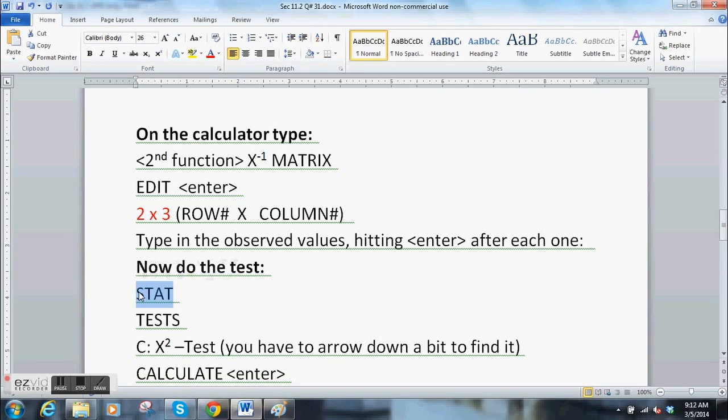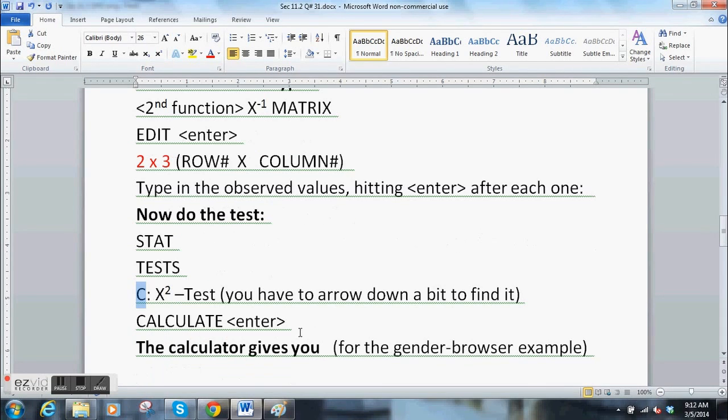Now we're going to do the test. So hit stat, the stat button, and then arrow over. You have to use the arrow key to get to tests. I'm assuming you're doing this with me. Why am I doing this by myself, you guys? You have to do it with me. And it's down here under C, the letter C for Charlie, or chi-squared. You have to go down a bit to find it.